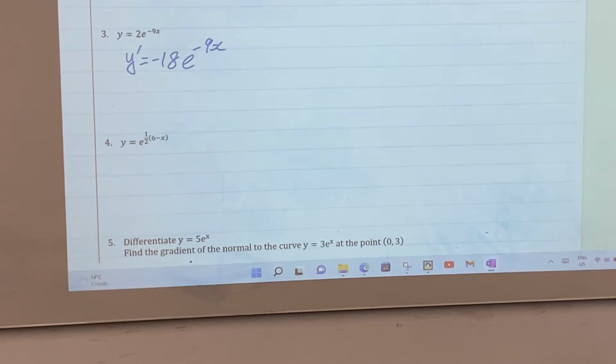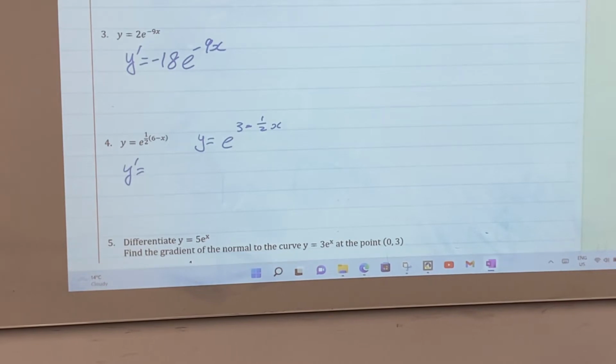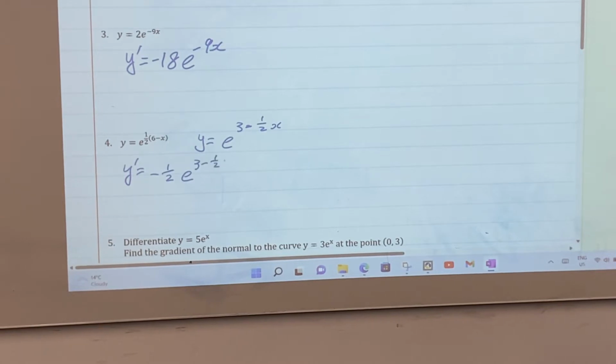Next one, slightly harder. What do I do? What's the derivative of the power? Can somebody tell me? If you have trouble visualizing, I'm just going to write it down like this. Right? What's the derivative of the power? Negative half. Yes? Negative half e to the power. Then you're done. Is that okay?